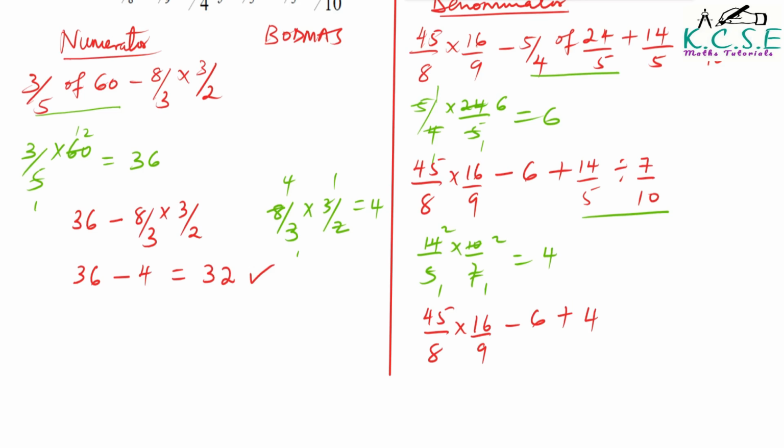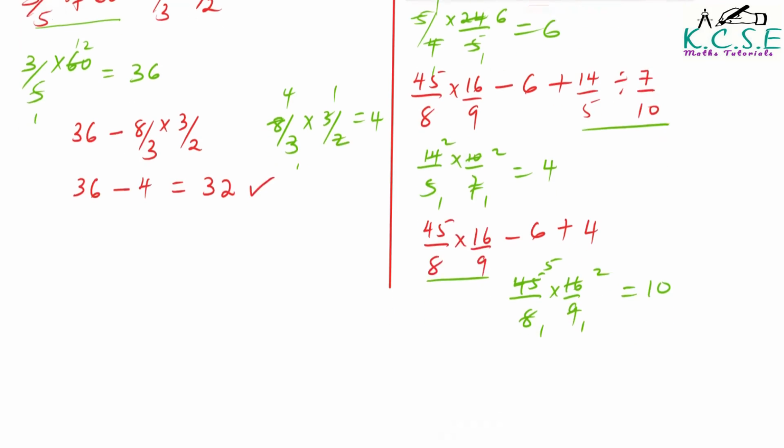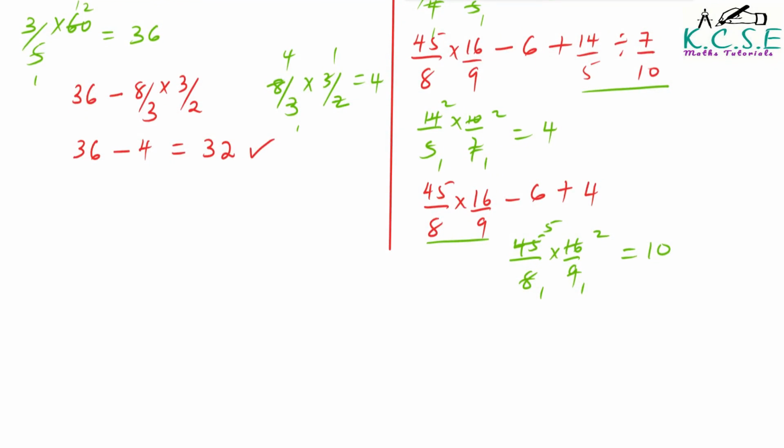Now the next operation from there is this multiplication. So you get 45 over 8 times 16 over 9. By 8, 1, by 8, 2, by 9, 1, by 9, 5. So this one gives 10. After getting 10, now we have 10 minus 6 plus 4. Now we have addition and subtraction, so we should start with addition. So 10 plus 4, then minus 6, and this one gives 8.